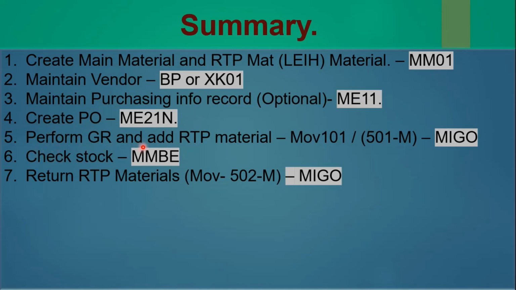Then we perform GR, but at the time of GR, first we add the main material through PO and then we add the RTP material at the time of GR with 501 and special indicator M for that movement type in MIGO. Then we check stock for that RTP material in MMBE and we return that stock with 502 M again in MIGO once we utilize the main material. And on another path we perform invoice and its payment, vendor's payment. So that's how RTP works.